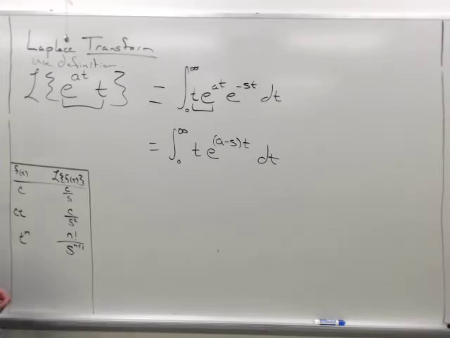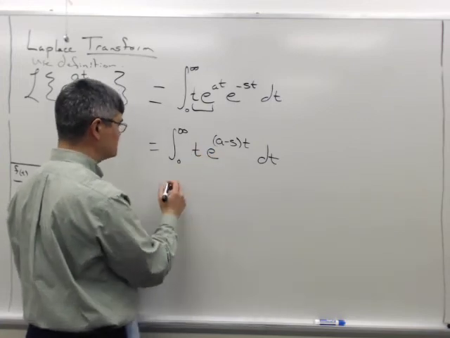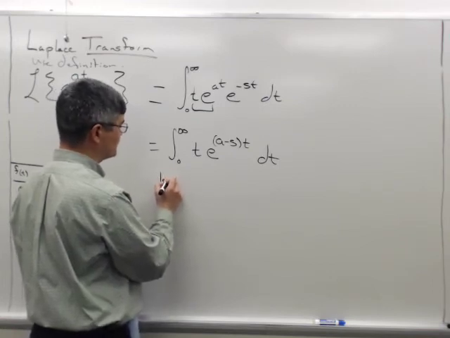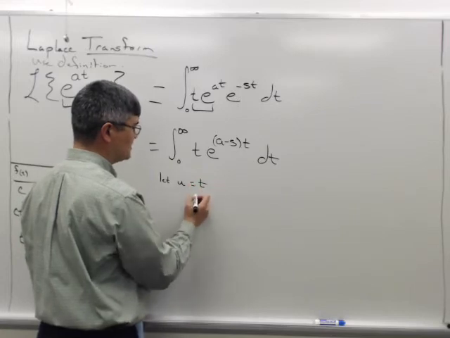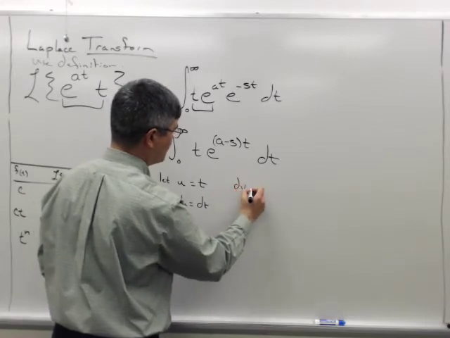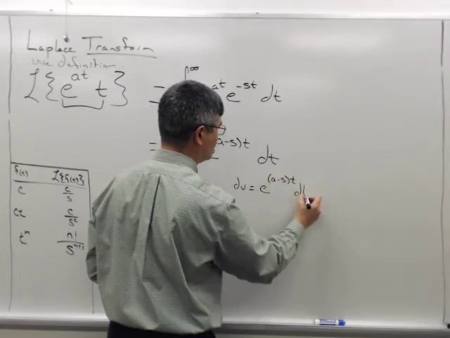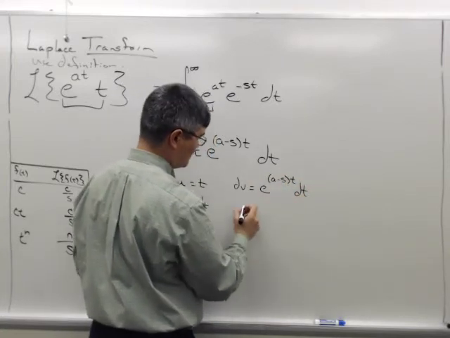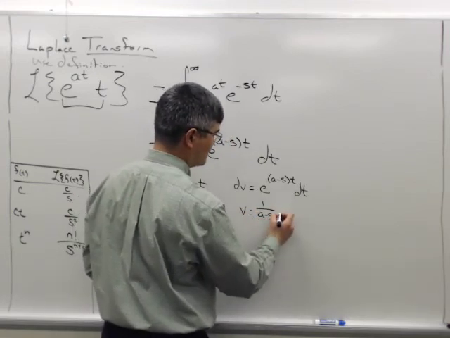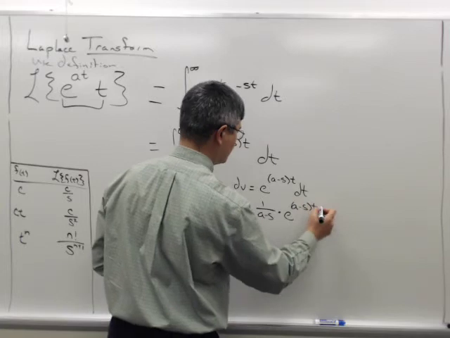And again, you can either remember what this integral is, or you can do it by parts. It's simple to do by parts, so we'll do that just to keep track of everything. So you would let u equal t, so du becomes dt. And then dv needs to be e to the a minus s t dt. And then I integrate that, so v is 1 over a minus s times e to the a minus s t.